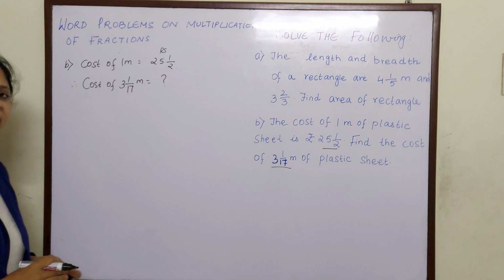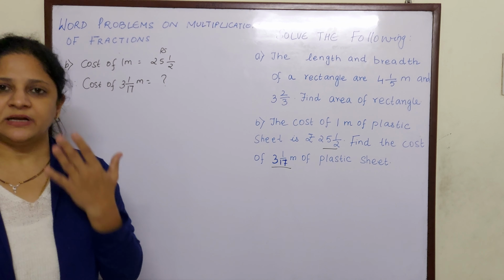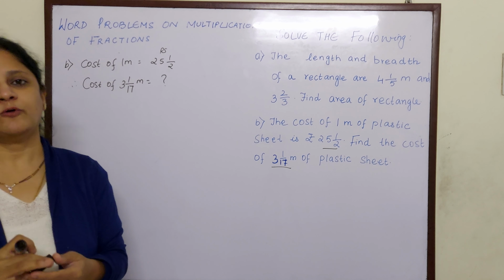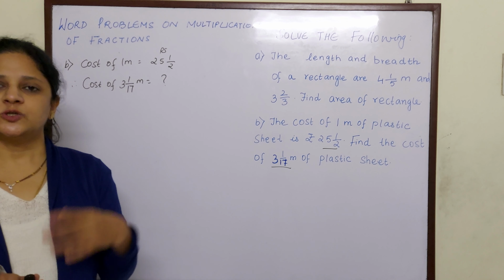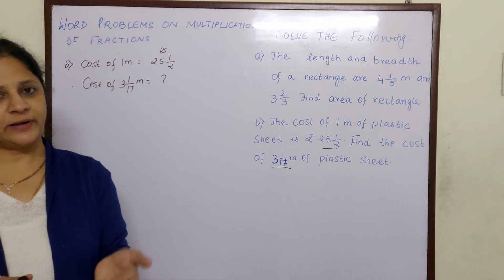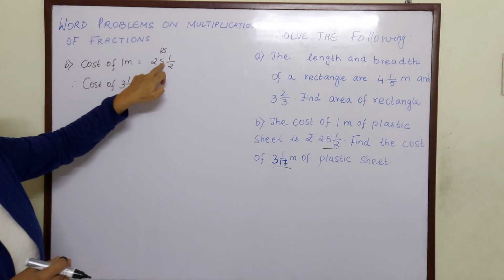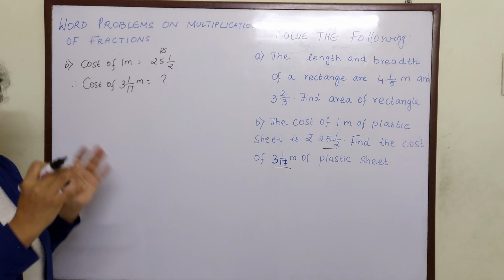Right? And what have we learnt in our younger classes children? Suppose you have been given information of 1 and you are asked to find many. What do you do? You multiply. Like 1 apple is 10 rupees. So 2 apples is 10 into 2, 20 rupees. So in the same way, here information for 1 meter is given and they have asked information about more meters.